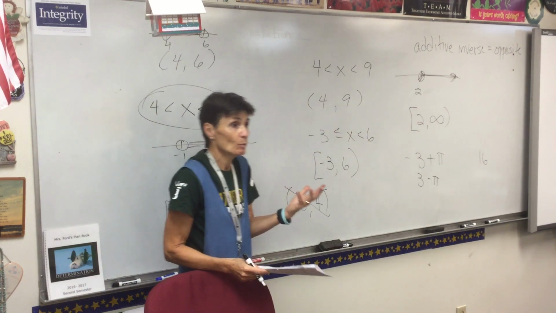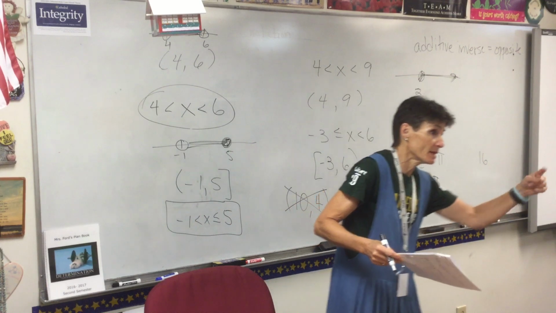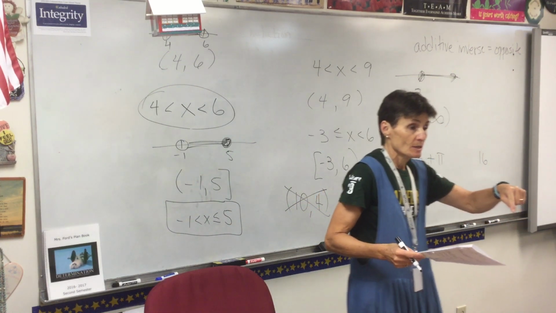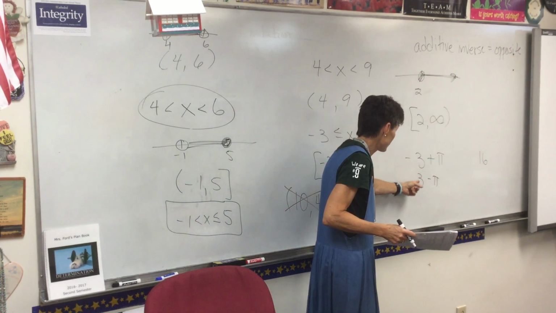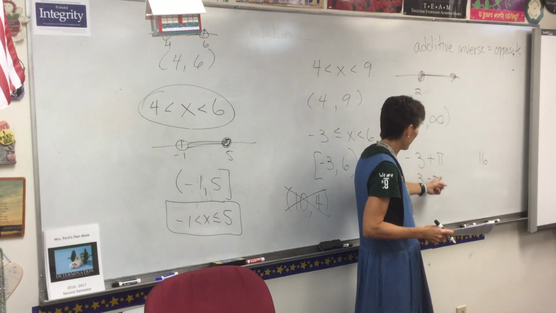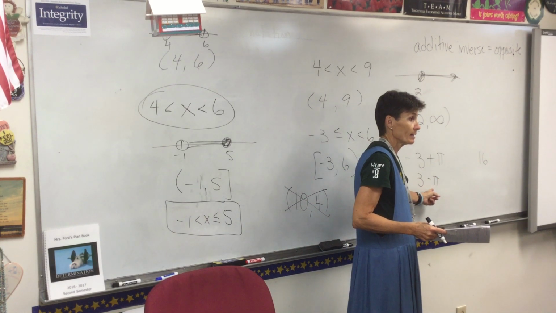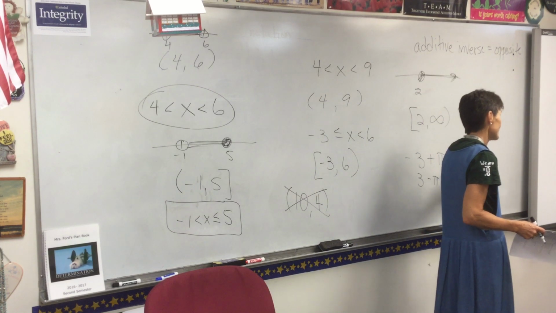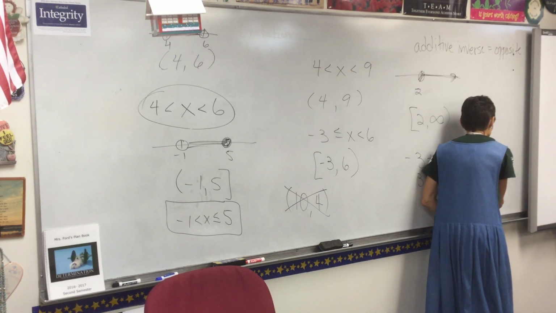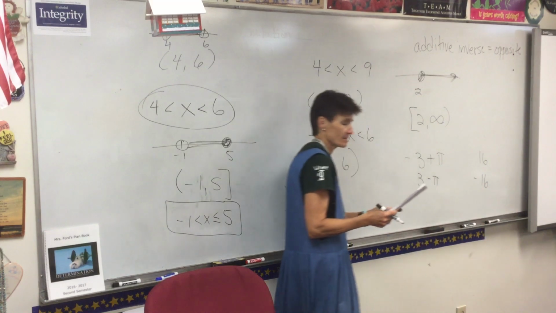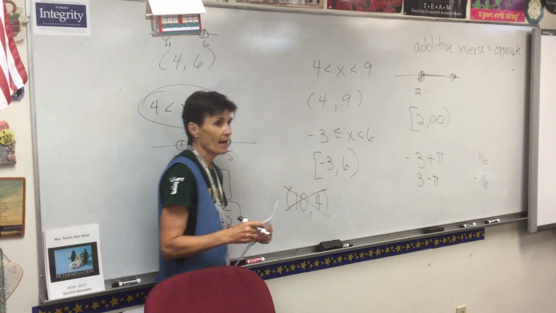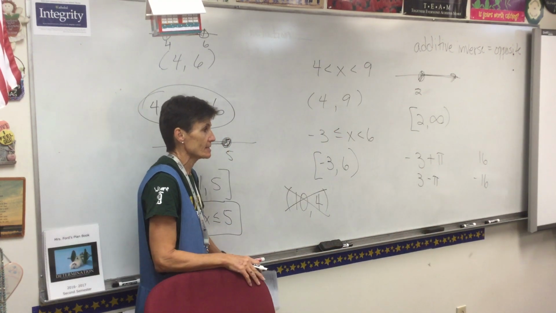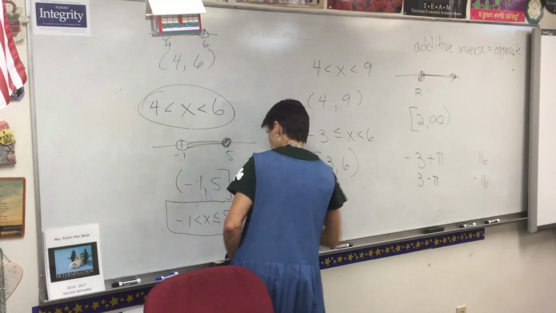But by opposite, we mean if it was positive, it becomes negative. So negative 3 becomes positive 3. Positive pi becomes negative pi. So what's the additive inverse of 16? Negative 16. That is not hard stuff, right? Additive inverse is the opposite.